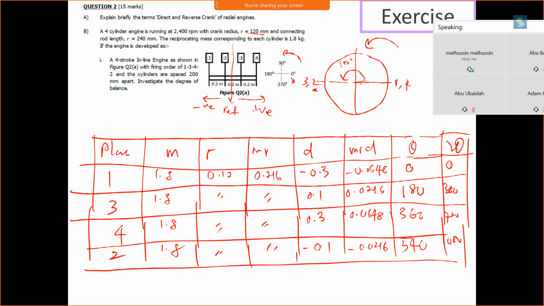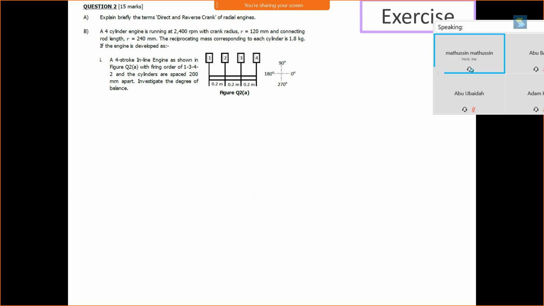Okay, so next we need to find our primary force, isn't it? First we need to ensure whether our primary force is balanced or not. So when we draw our diagram, where must the positions of the primary force for number 1, 2, 3, 4 be? Here. So this is 1, 4, and this is 2, 3. If we look here, is the primary force balanced or not? Is there any unbalanced force?